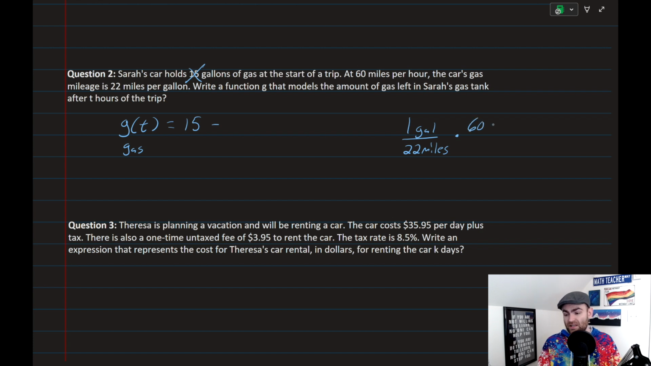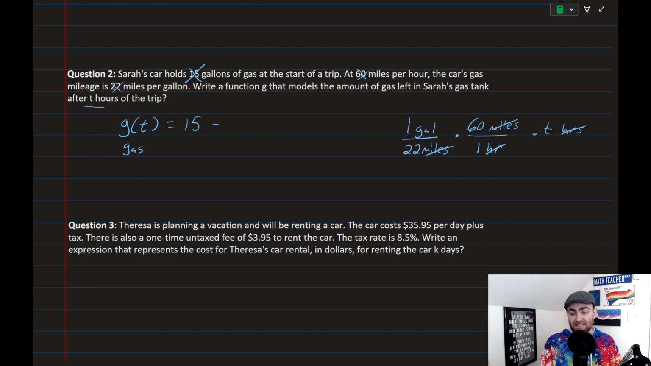So we have 60 miles for 1 hour. And if I multiply these, that means the miles cancels out. So I have 1 times 60 over 22 times 1, and I have gallons per hour. Great, but I just need gallons. What's the last thing we got here? We have T hours. So if I multiply this by T, which is in hours, hours cancels out with hours, and that just leaves us with gallons.